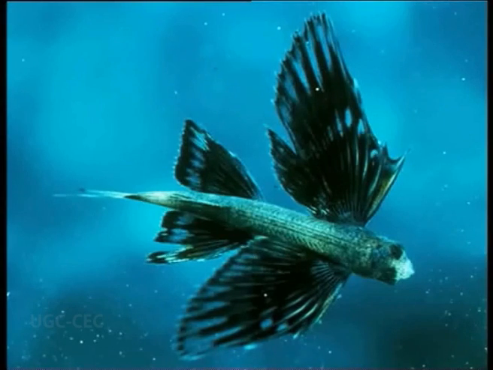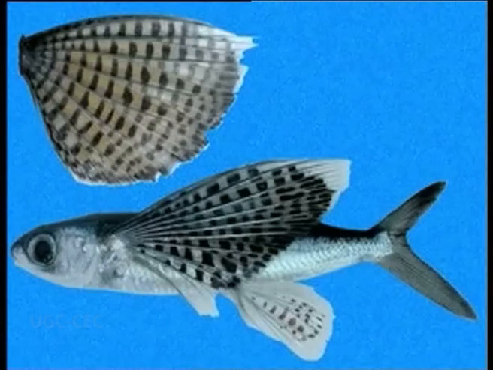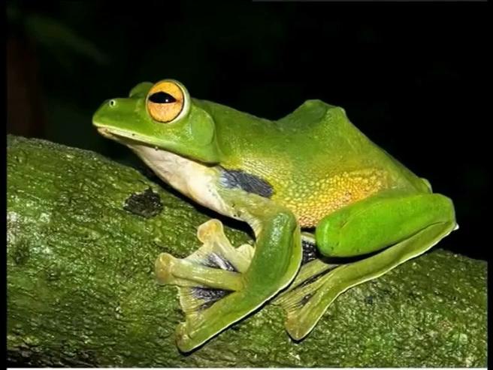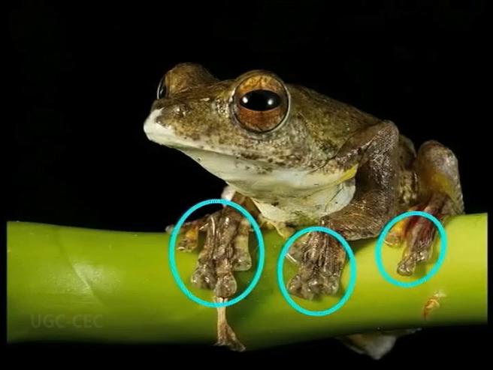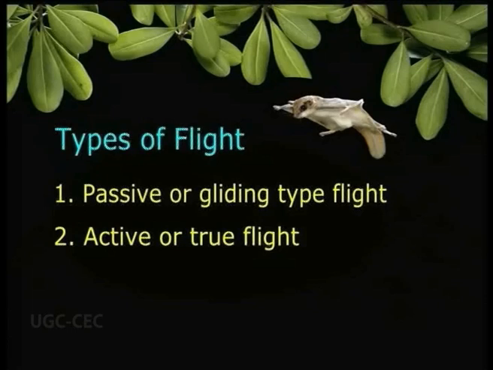Flying fishes, that is Exocoetus, are trim-bodied creatures with large parachute-like pectoral fins which are highly inserted on the body. Exocoetus can fly up to 200 to 300 meters to escape from large fishes. Webbing of feet: in the flying frog, feet are webbed which sustain prolonged leaps. The flying frog's digits terminate in adhesive pads which help in adhesion to trees.